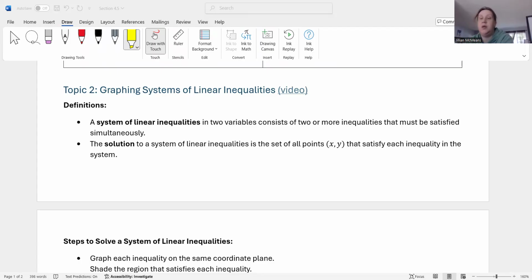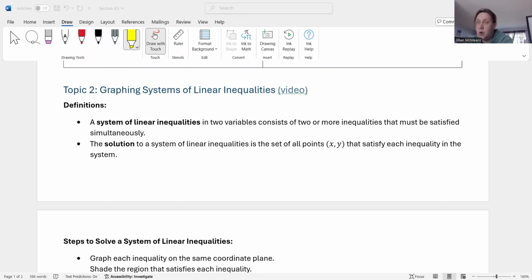For topic two, we're going to look at graphing systems of linear inequalities. In the previous video, we talked about just what is a linear inequality in two variables. We reminded ourselves how to graph that. You need to remember that when you're graphing a linear inequality in two variables, you're graphing the solution. That's how we solve these inequalities in two variables. We get a graph, okay? The graph is a visual representation of all of the ordered pairs that satisfy that inequality.